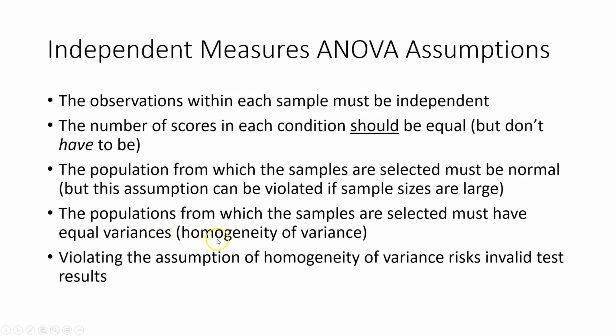The populations from which the samples are selected must have equal variances. That's an assumption called homogeneity of variance. Remember, in our independent measures t-test, we had to compute this using our Fmax. If you violate the assumption of homogeneity of variance, then it risks invalidating your test results. So you can't trust your test if you violated the homogeneity of variance assumption and the variance of your groups are too different from each other.